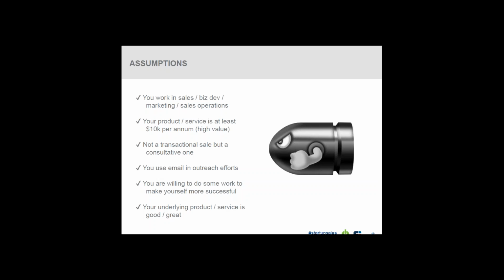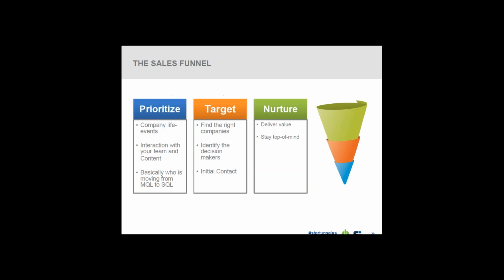We're assuming you use email outreach in your outreach efforts. If you don't, you should be. It's a great weapon that you should have in your arsenal. We're also assuming you're willing to do some work to make yourself successful. By the fact that you're on this webinar, that's probably an indication. And then lastly, that your underlying product or service is actually great. The best sales strategies can't overcome a terrible product.